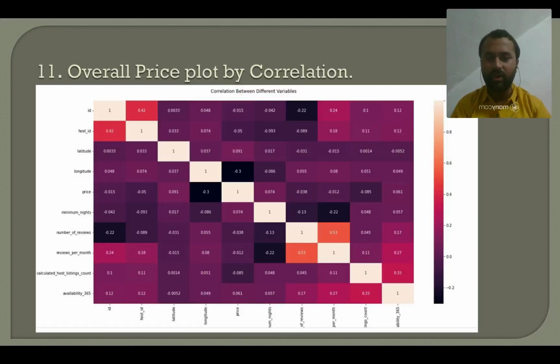So here is a plot of correlation between different variables. Here you can compare each and every value with the other columns. Like longitude, you can compare with latitude; you can compare the price with the minimum nights; and reviews per month you can compare with availability. And why is the diagonal one? Because id is compared with the id itself, host id is compared with the host id itself. That's why the diagonals have the value 1, but the other values change. So here you can compare each and every value with the other one. So this was the heat map.